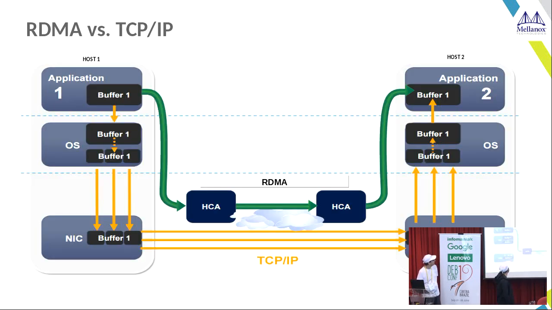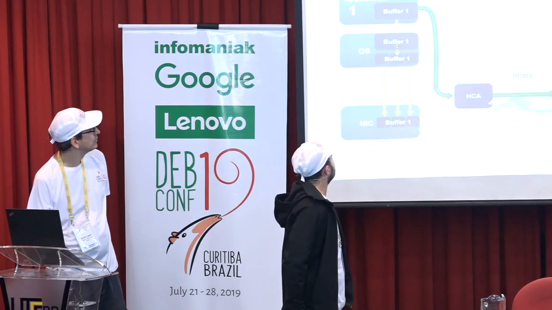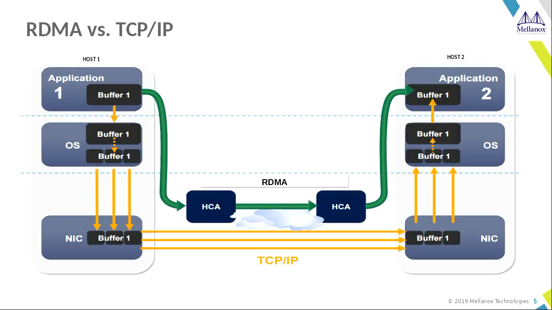In this diagram, we can see that we would like to transfer buffer one from host A to host B, or host one to host two. In green, we can see the flow of RDMA, and in orange, the flow of TCP/IP. The HCA and the NIC could be the same device, because there are devices that support both Ethernet and RDMA, for example RoCE or iWARP. So in TCP, we are copying the buffer from the application to the operating system, and from the operating system to the NIC, and on the wire, and on the other side, up to the application. In RDMA, we give access from the memory of application one directly to host two, without copying: zero copy.